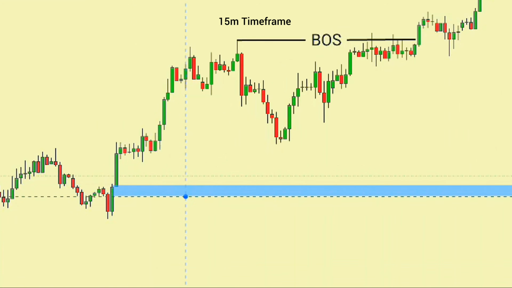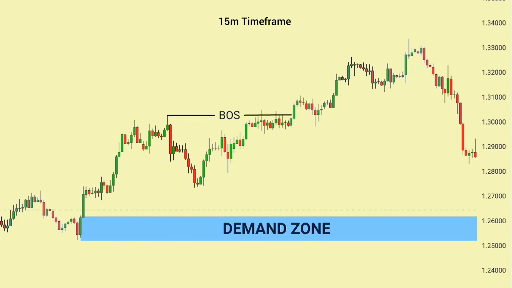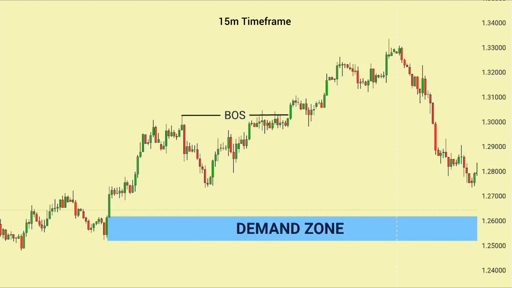Now focus on this area here. This is the demand zone, but notice something important. At this point, price has not moved cleanly yet. The chart is still filled with uneven movement and confusion. Most traders either ignore this area or they mark it but don't really understand its role. This zone is not where the move becomes obvious. It's where the move is being prepared. Right now, it doesn't look powerful, and that's exactly why most traders overlook it.